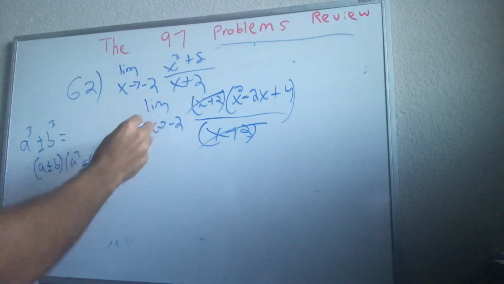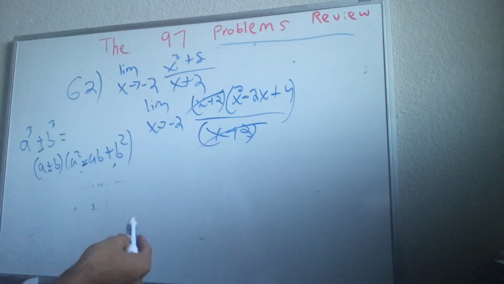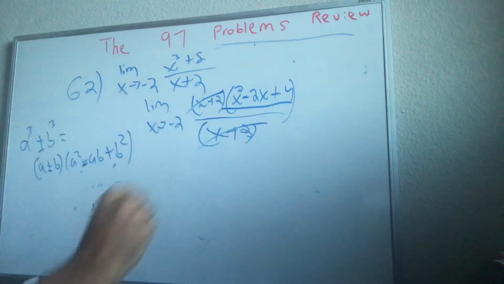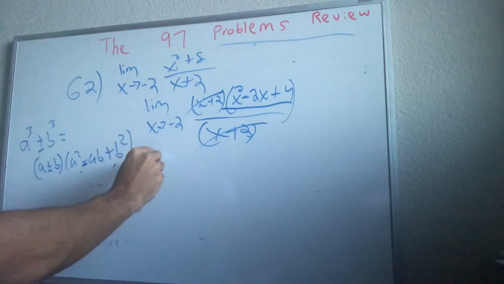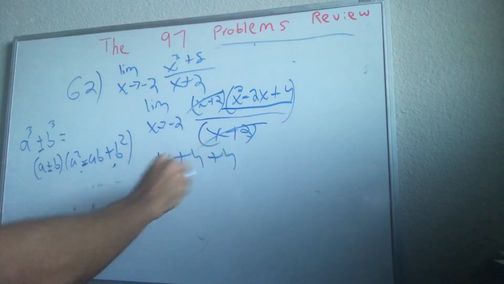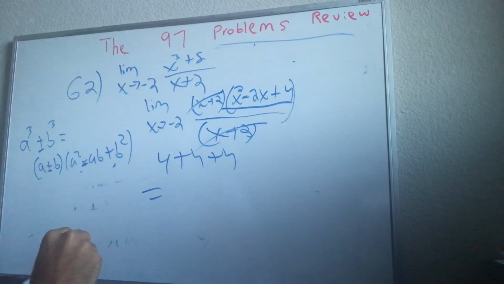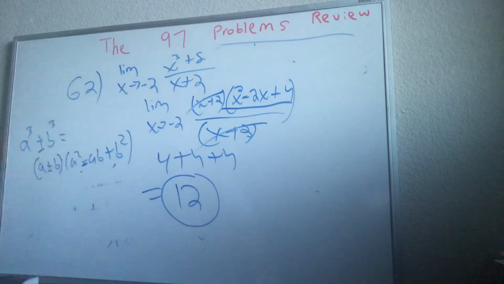And now we're left with the limit of this function as x approaches negative 2. All I would really do is plug negative 2 into this expression. Negative 2 squared is 4, minus 2 times negative 2 is plus 4, and we have plus 4. So the limit of this function as x approaches negative 2 equates to 12. So that's the answer to question number 62.